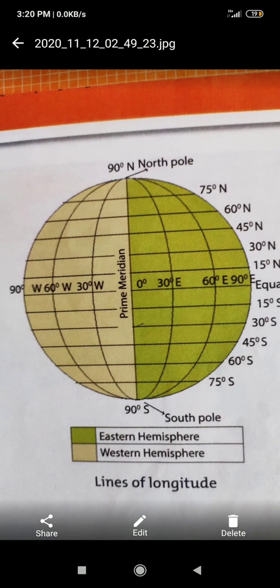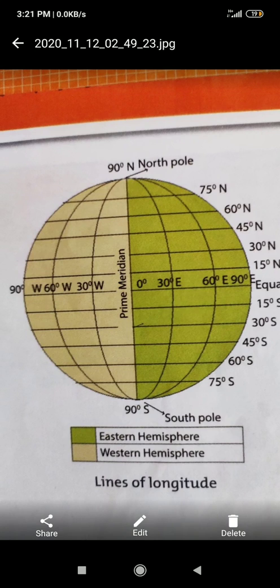Now the first middle line you can see is the prime meridian. It will divide this part into east and west. The right side you are seeing is east, and the left side is west. Now this whole is 360 degrees. So how many lines of longitude can we draw? 360.